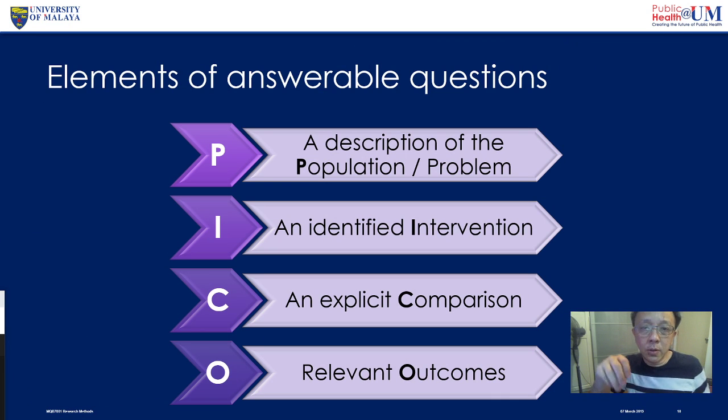Okay, so just now we talk about research question, all right? So answerable research question. So I think someone mentioned about PICO, all right? So you know what's PICO or not? For those people who don't know what PICO is, basically P means description of population and problems, all right? And I means an identified intervention. C means explicit comparison, and O means outcome.